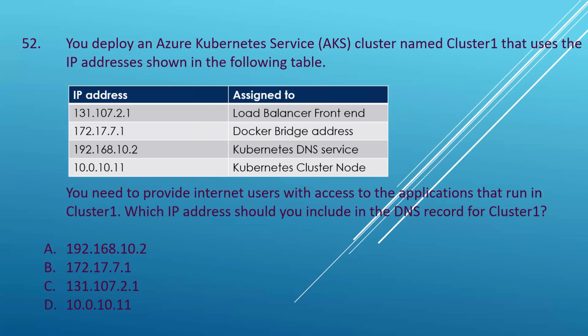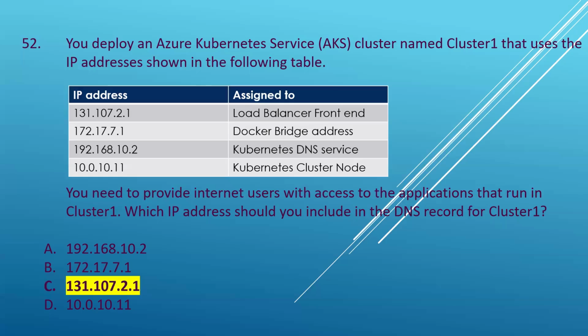192.168.10.2, 172.17.7.1, 131.107.2.1, 10.0.10.11. Now, here you are trying to expose the application over the internet, which means you will need a public IP. Looking at the table, you can easily identify 131.107.2.1 is a public IP. You can identify this if you have just the basic knowledge of IP addresses.